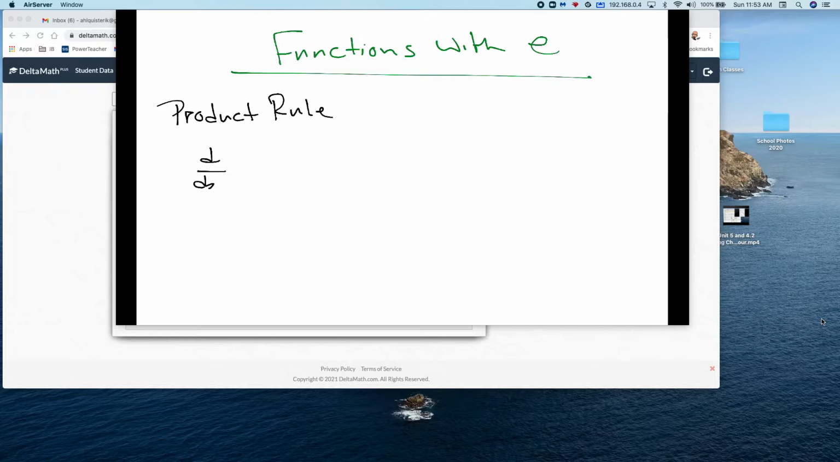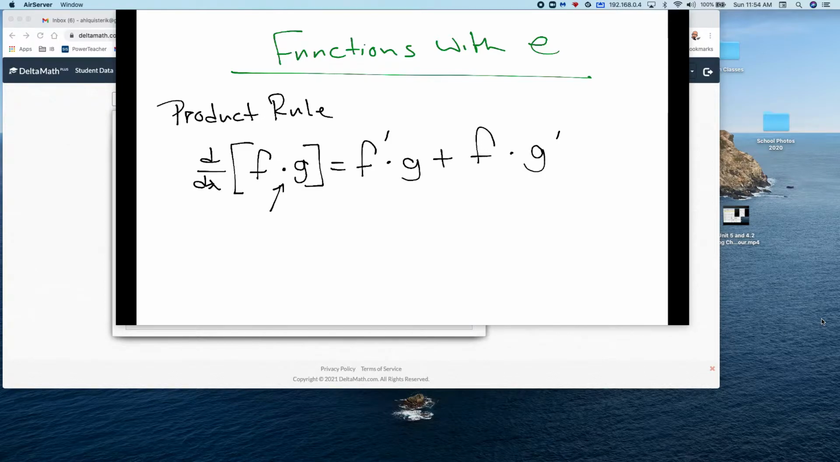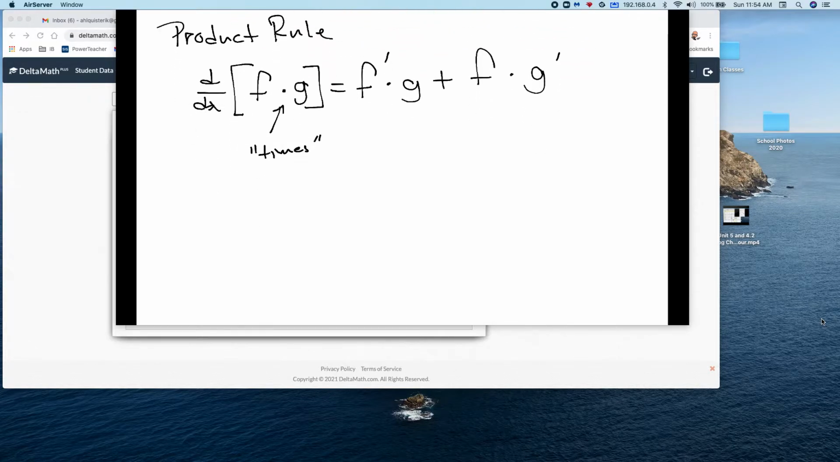If you differentiate the product of two functions, f times g, you get f prime times g plus f times g prime. And you know you're going to use the product rule when you say the word times when you read it out loud. So just remember that.